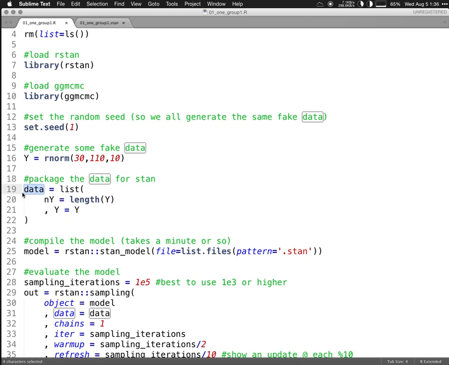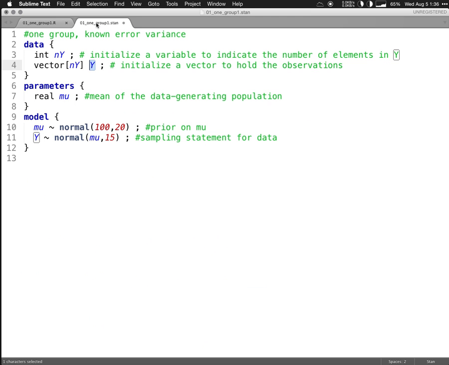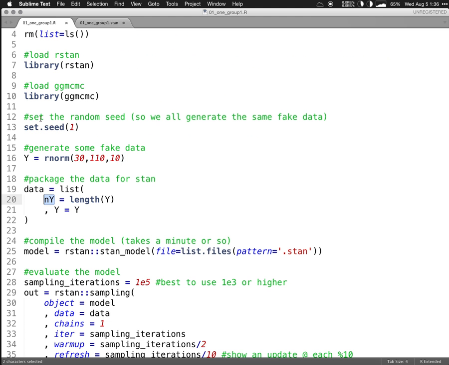So I'm creating a new object in R called data, and I'm passing it a list of things. Specifically, the names of the elements of the list have to correspond to these values that we're giving it here. So it's expecting a list with an element ny and an element y. So we give it a list of element ny, which is just the length of y, and an element named y, which we're just going to give it y.